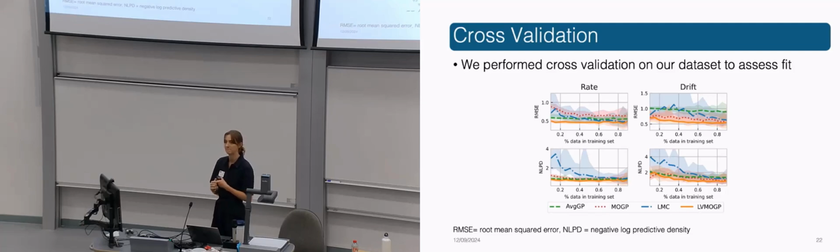Sorry, LMC is the linear model of co-regionalization. So it's the one where you have this linear combination of some latent functions.